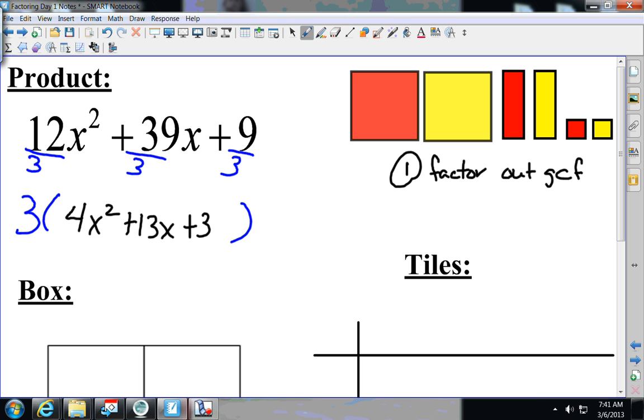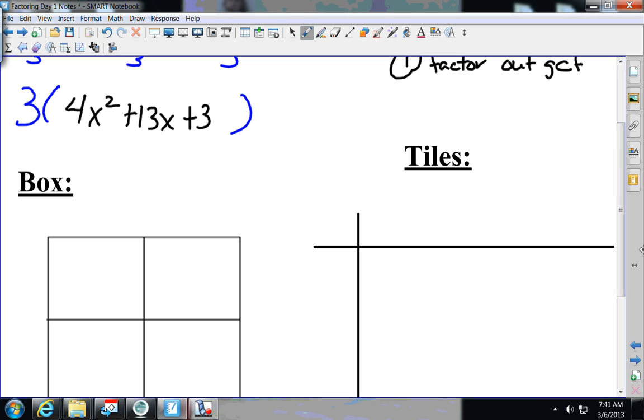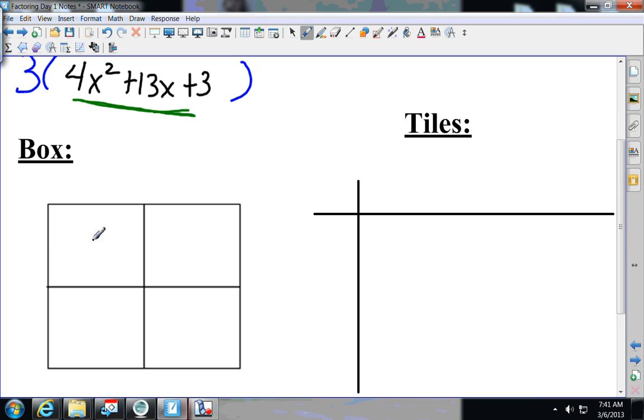Okay, so now what I'm going to do is use the box to factor what is inside the parentheses right here. Always in the top left-hand corner goes my x squareds. So it says 4x squared. That goes here. Bottom right is always that number at the end, plus 3. These two boxes, something x, something x.